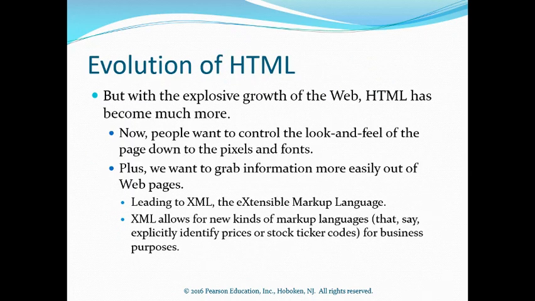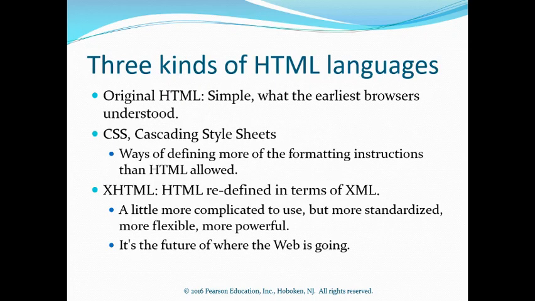So, the evolution of HTML. With the explosive growth of the web, HTML has become much more. Now people want to control the look and feel of their page down to the pixels and font. Plus, we want to grab information more easily out of web pages, leading to XML, the extensible markup language. XML allows for new kinds of markup languages that explicitly identify prices or stock ticker codes for business purposes.